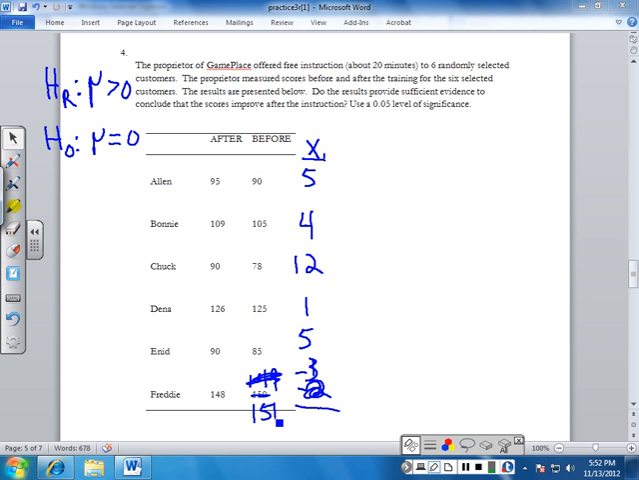I know one thing. That thing's not going to be 25, because I'm not going to have a sample mean coming out uneven. So, I'm going to compute the sample mean, just the sum of the x's divided by n, is equal to 24 divided by 6, is equal to 4.